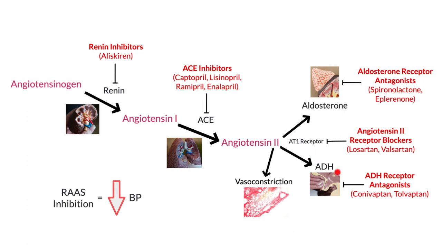Going even further down the pathway, we can inhibit the actions of aldosterone and ADH. Our aldosterone receptor antagonists are going to be spironolactone and eplerenone. Our ADH receptor antagonists are going to be our Vaptans, Conivaptan and Tolvaptan.